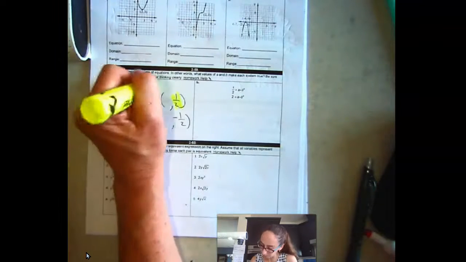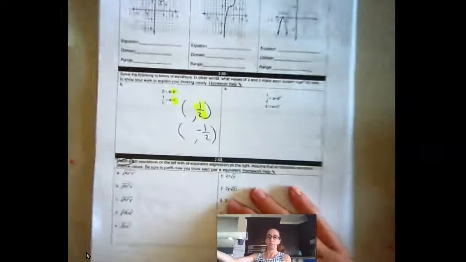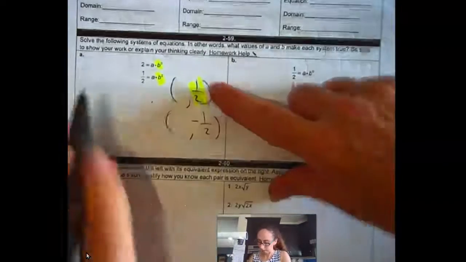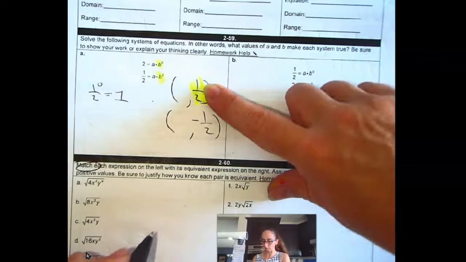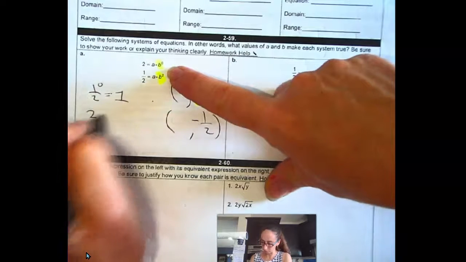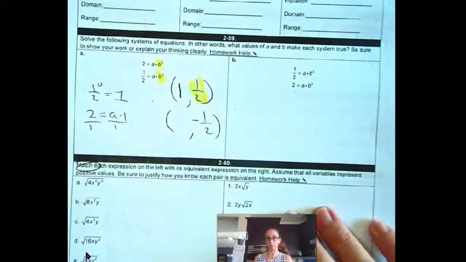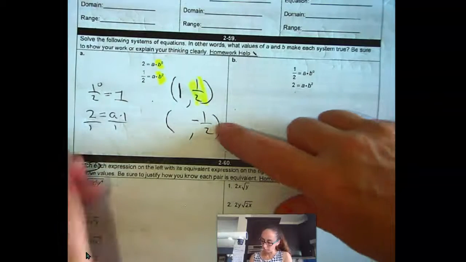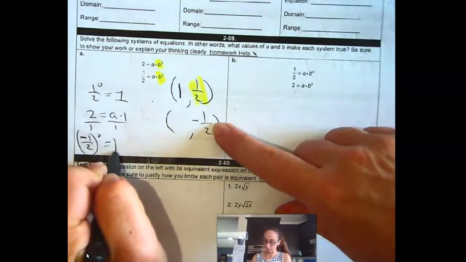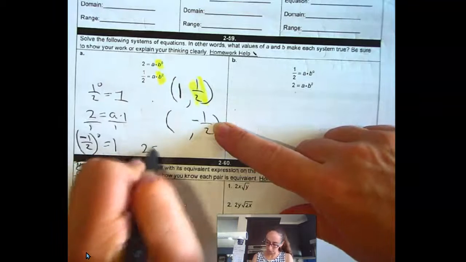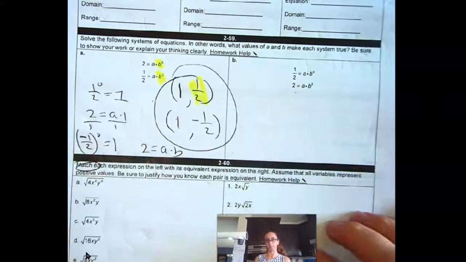You know what? I'm going to plug it into this one, because I know what anything to the 0 power is. So if I go 1/2 to the 0, anything to the 0 power is 1. So that ends up being 2 equals a times 1, divided by 1, a equals 1. If I plug in negative 1/2 to the 0 power, it also equals 1. So I get 2 equals a times 1, and a also equals 1.